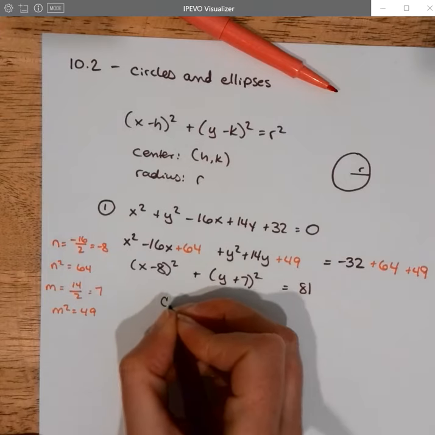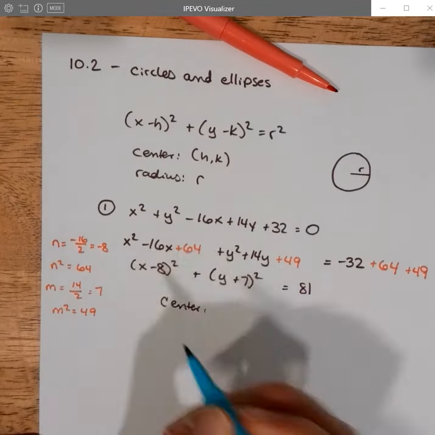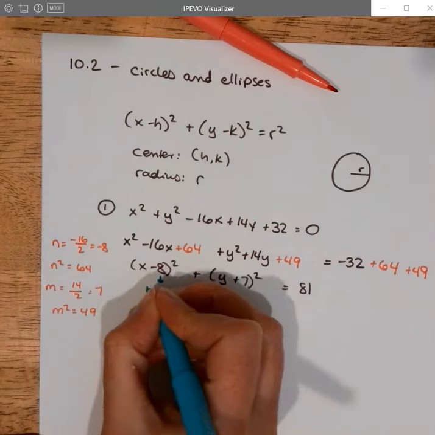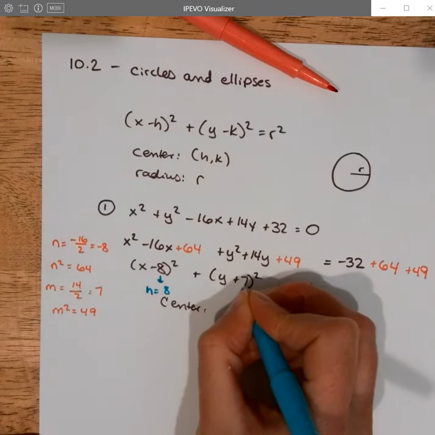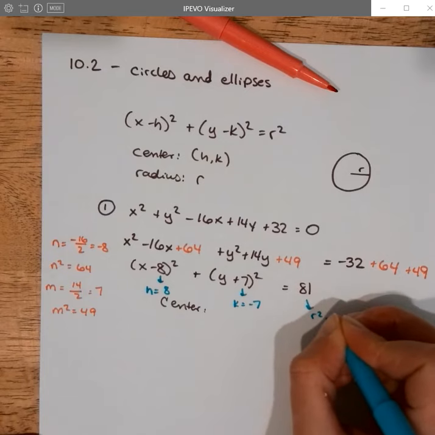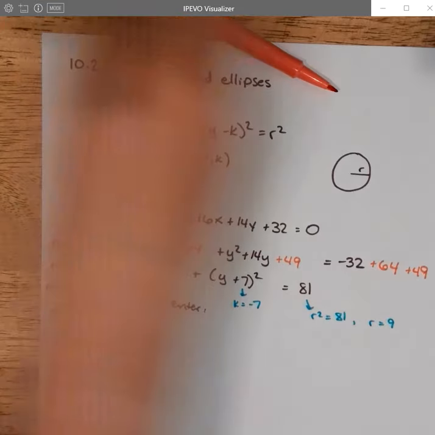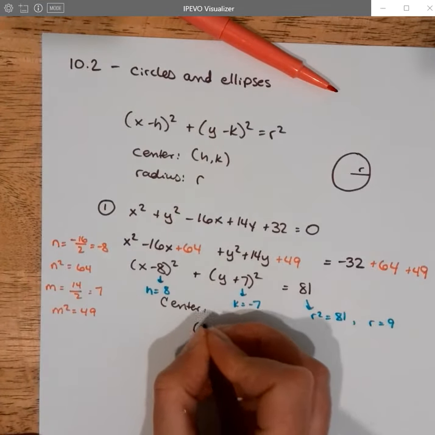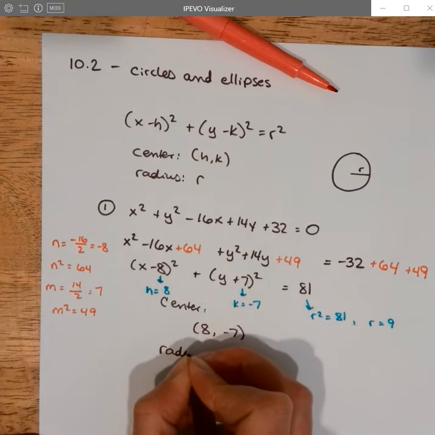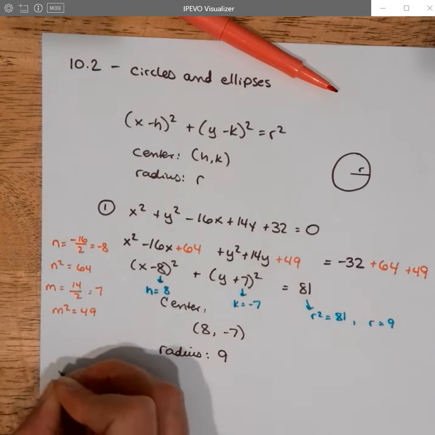Okay, so this circle has a center of (h, k), and remember that we have opposites here. It's x minus h, so that means that h is 8. y minus k, so k is negative 7. And then 81 is our r squared, so that means that r is going to be 9. So we know that we have a center of (8, negative 7) and a radius of 9, and that's the circle.